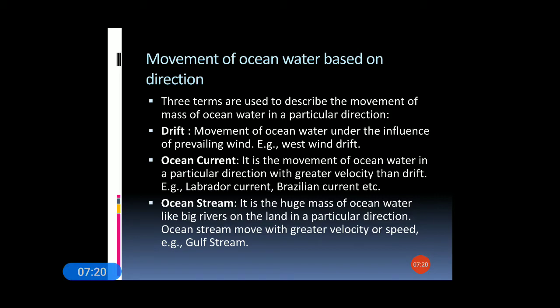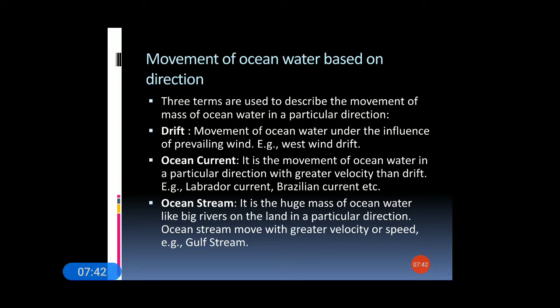Now coming to the next, ocean streams. What are ocean streams? These are huge masses of ocean water. It's just like a big river on the land that moves in a particular direction. Ocean streams move with greater velocity or speed compared to the above two. So it's just like a river on the ocean.